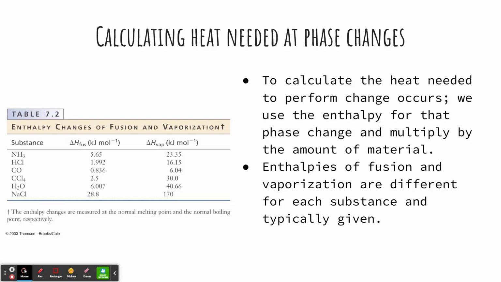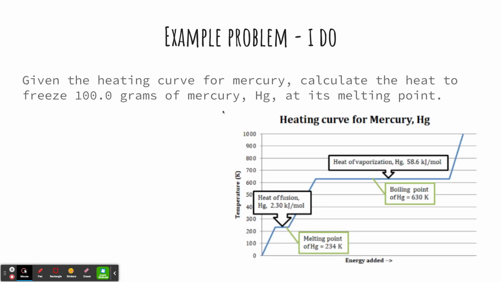Enthalpies of fusion and vaporization, guys, are different for each substance, as you can take a look in this table 7.2 next to the bullets. And they're typically given to you. Unless they're going to ask you to solve for this number, they're typically given. So note that these are all in kilojoules per mole. So if I was using these formulas, I'd probably be converting my material into moles. All right, so let's dive into an example problem.